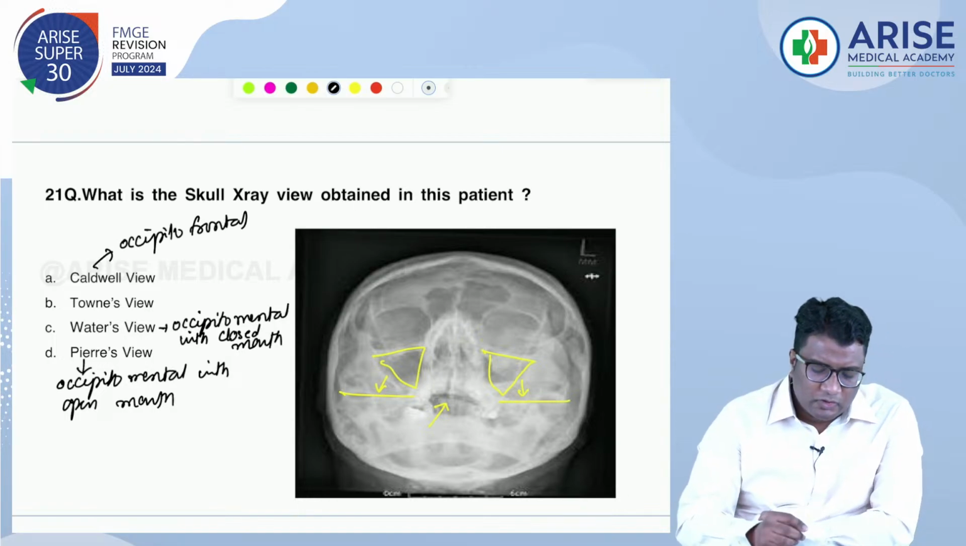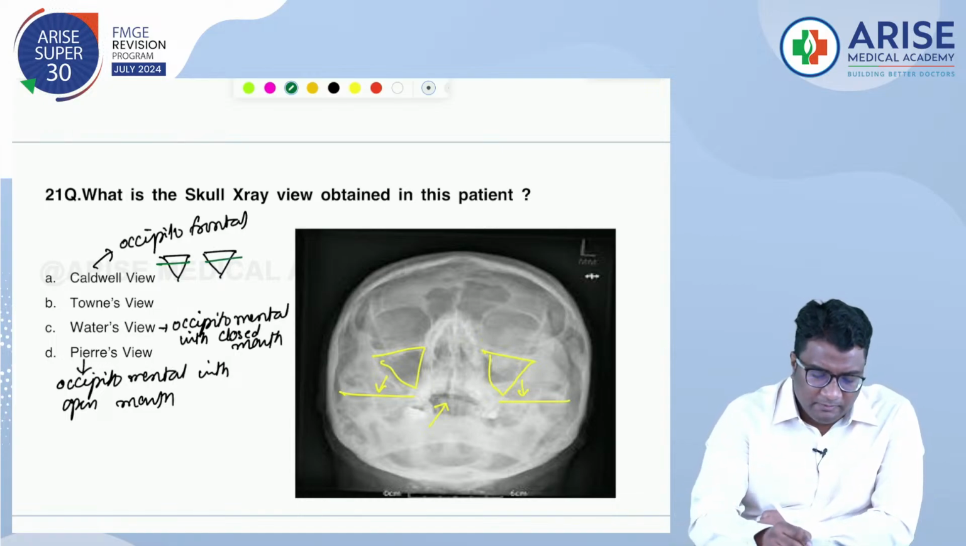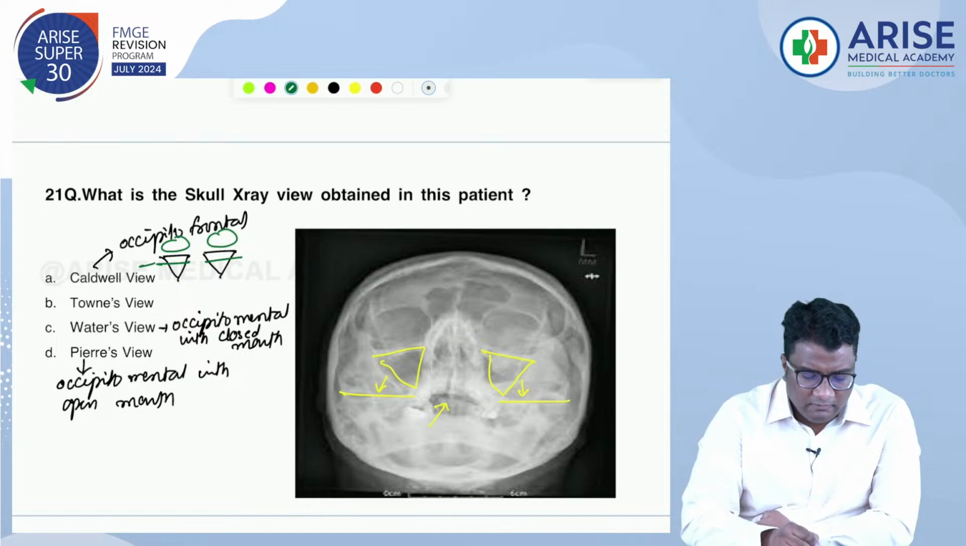Occipitofrontal. So in Caldwell view, if you see the maxillary antrum and the petrous ridge, the petrous ridge will be overlapping the maxillary antrum. It will be below the orbit, overlapping the maxillary antrum. That is how the Caldwell view will be.